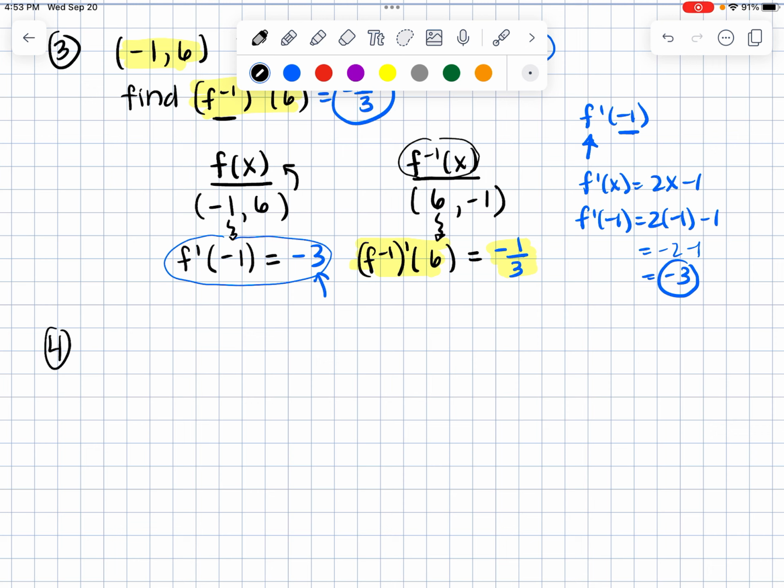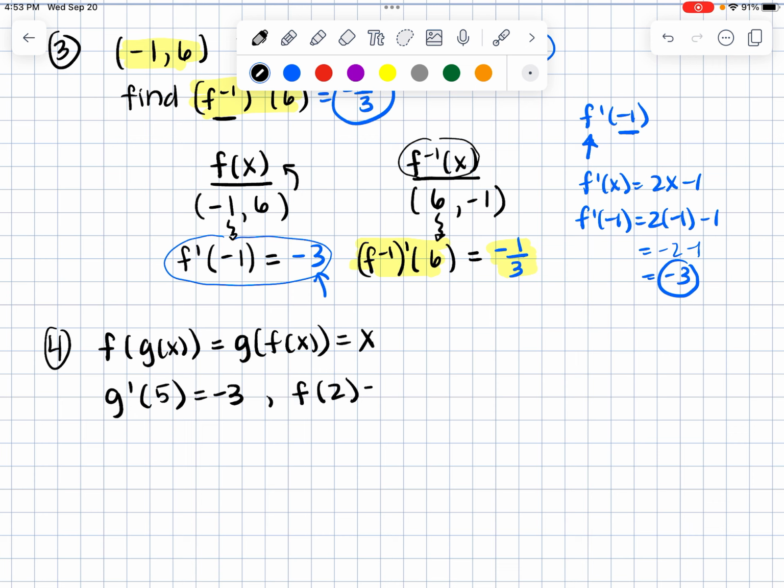Okay, now this one I'm going to try to mess you up a little bit. It tells you that f of g of x equals g of f of x, and that equals x. You crying yet? I'll tell you what that means in a second. Then they told you that g prime of 5 equals -3, f of 2 equals 5, and the question is find f prime of 2.